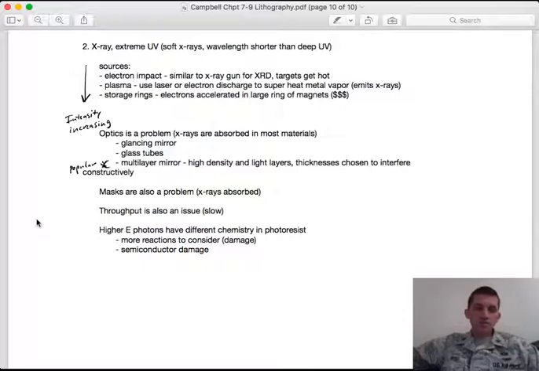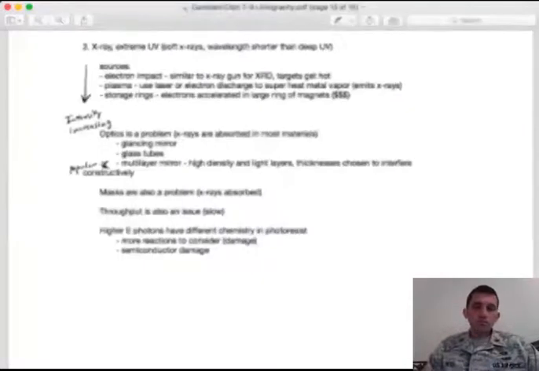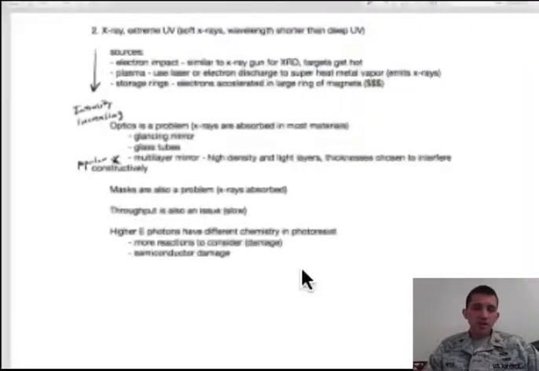With X-rays, you can also be creating radiation damage in the semiconductor itself. So this is probably similar to what we talked about with ion implantation, where you're depositing a lot of energy, and that is disrupting the crystal structure of the material. So you might end up having to do a post-lithography anneal the same way you have to do a post-implantation anneal.